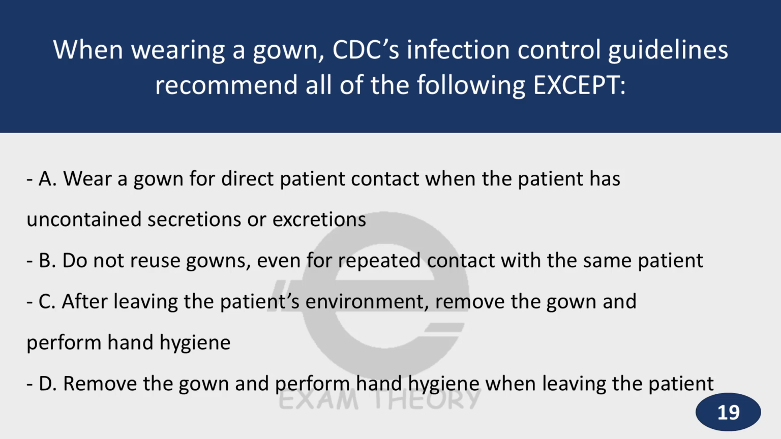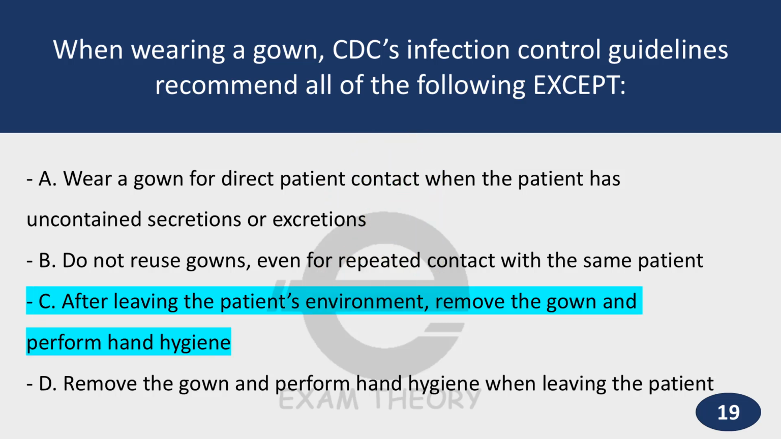When wearing a gown, CDC's infection control guidelines recommend all of the following except: A. Wear a gown for direct patient contact when the patient has uncontained secretions or excretions. B. Do not reuse gowns, even for repeated contact with the same patient. C. After leaving the patient's environment, remove the gown and perform hand hygiene. D. Remove the gown and perform hand hygiene when leaving the patient. The correct answer is C.